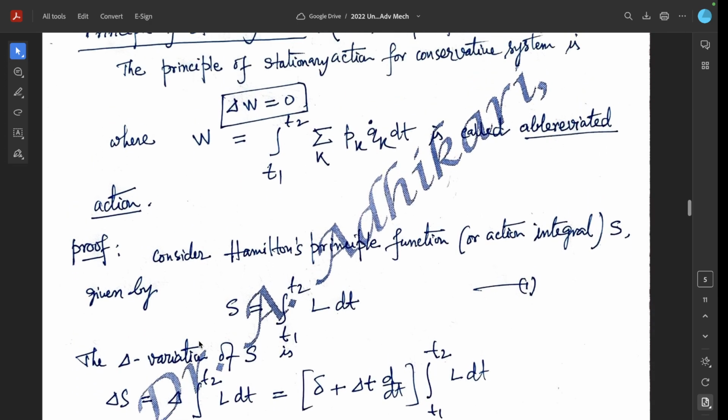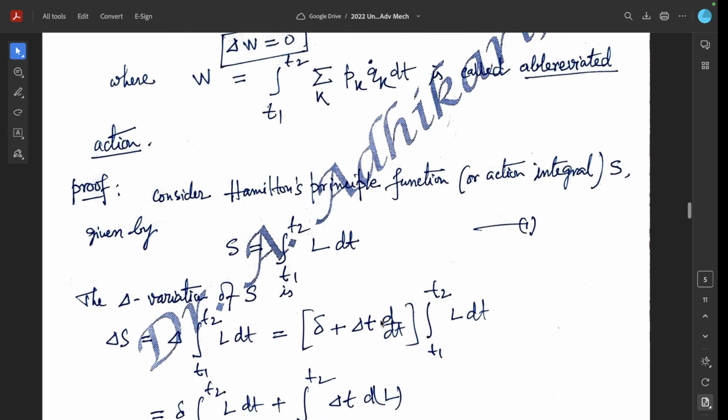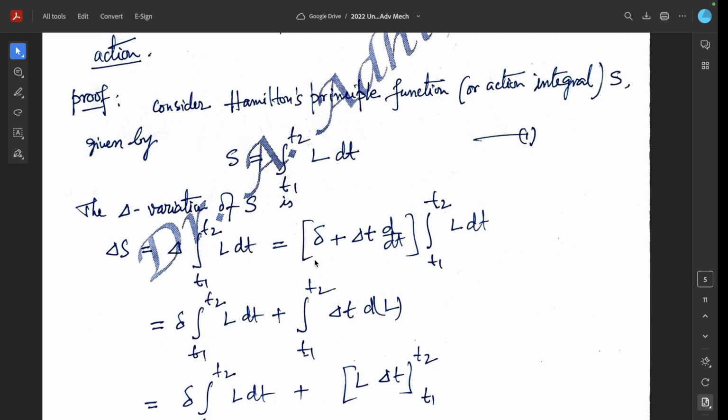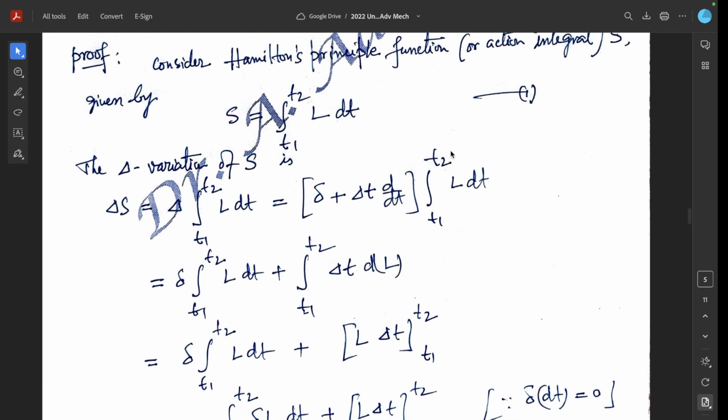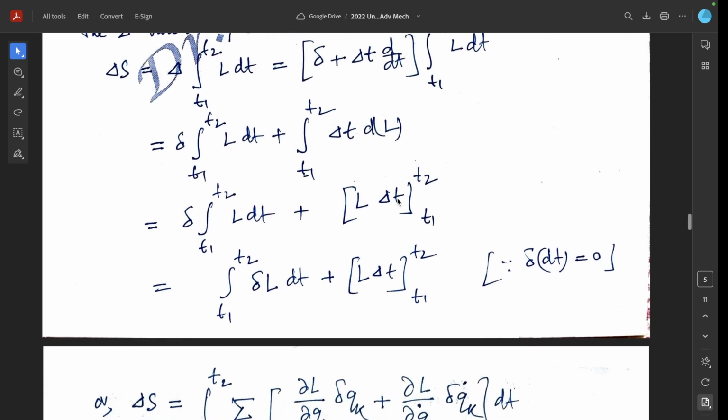Now, the proof of the principle of stationary action. Consider Hamilton's principal function, or action integral, S = ∫ from t1 to t2 of L dt. The Δ variation of S is ΔS = Δ∫ L dt. This Δ equals the small δ plus Δt d/dt. So it is small δ of ∫ L dt plus ∫ of capital Δ of L.